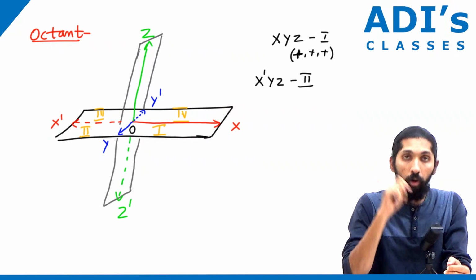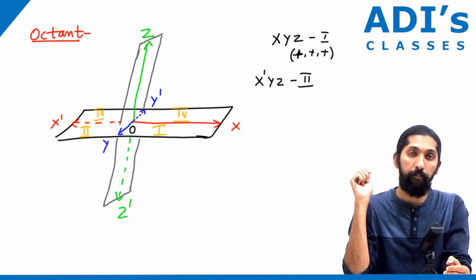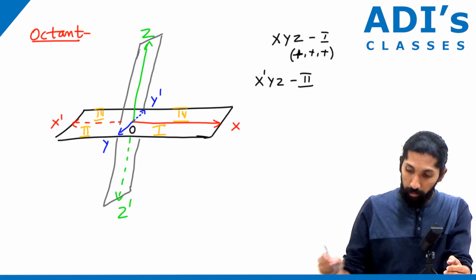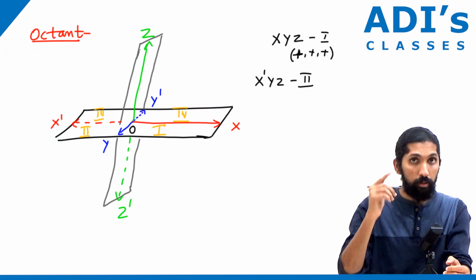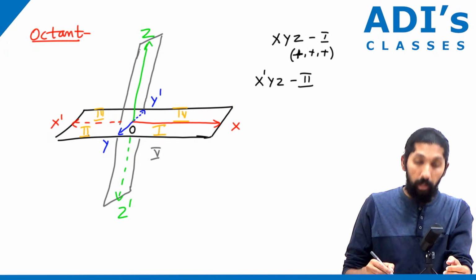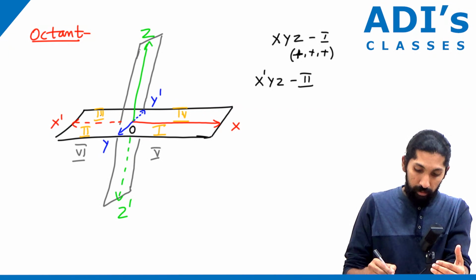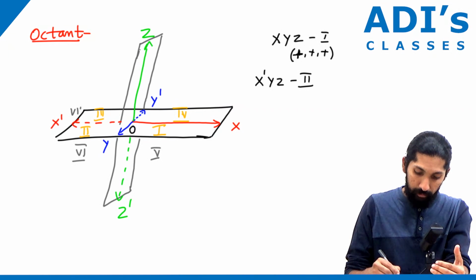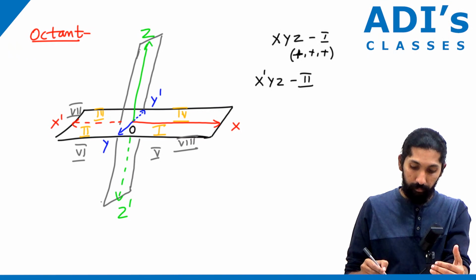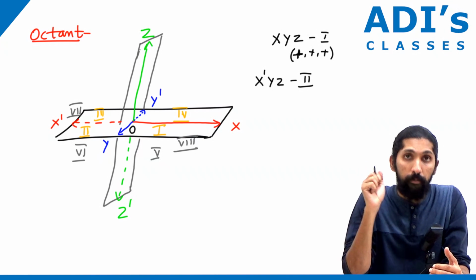So the first four octants are above the horizontal plane. The next four are below the plane. Directly below the first octant, we are going to have the fifth octant. Directly below the second, we are going to have the sixth. Then directly below this is the seventh. This is going to be the eighth octant. Fair enough? Now, these are the 8 octants.